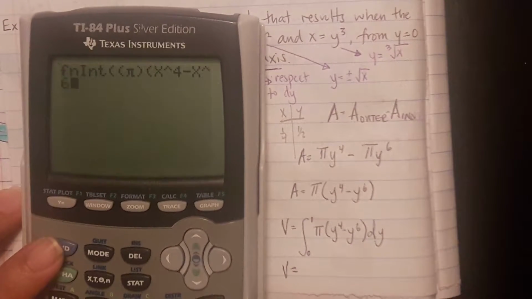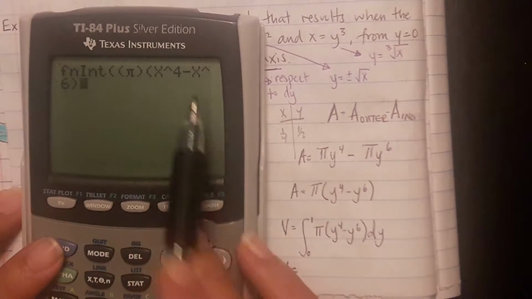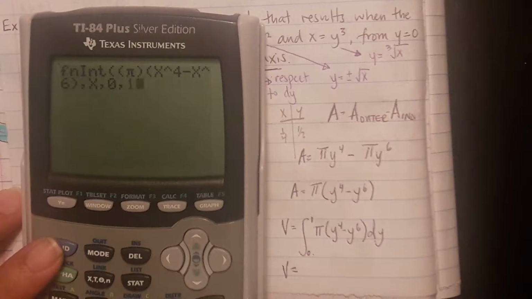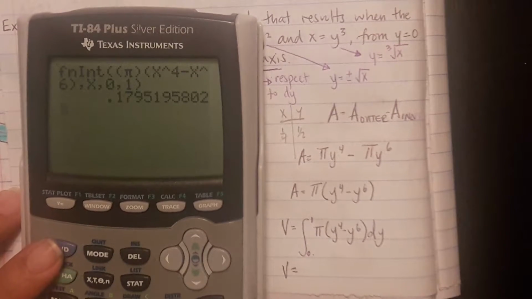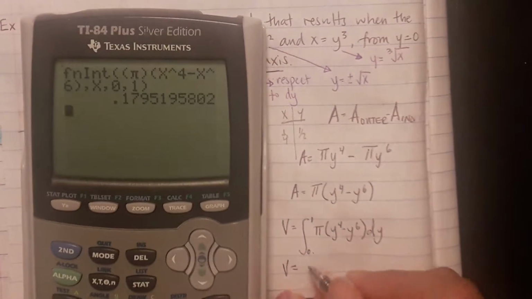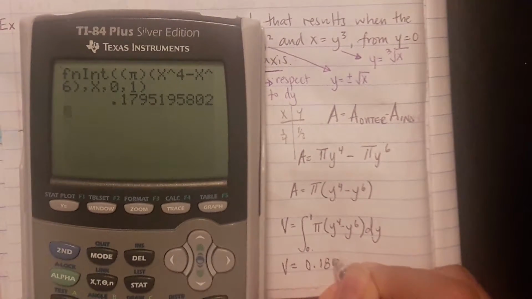In terms of, I don't have a y, so I'm going to use x. Close it. With respect to, I don't know how to do the y, so I'm doing the x because everything I've put in terms of x now. And then my interval from 0 to 1. And to the nearest 3 decimal places, that's going to be 0.180.